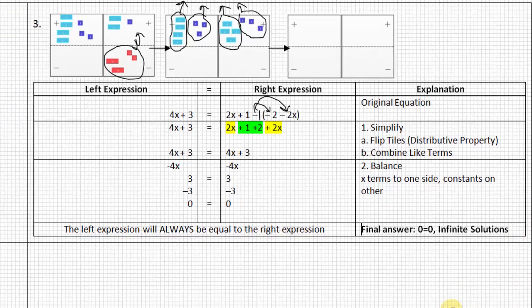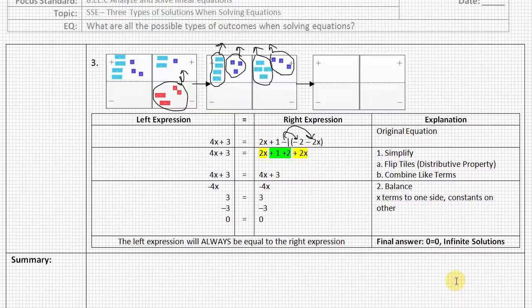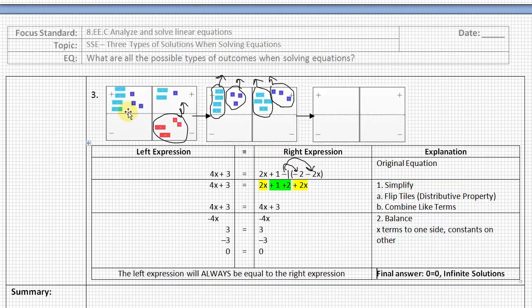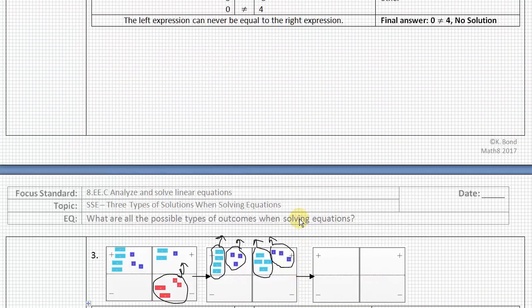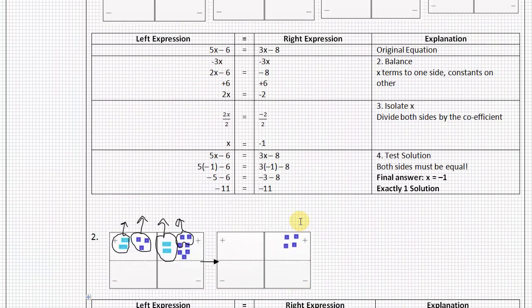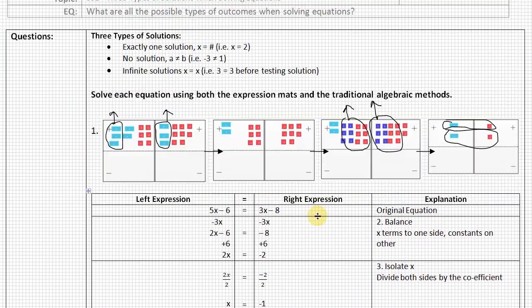So that concludes our video for today. Please make sure you have all 3 examples on both the expression mat, and we see that here 0 is equal to 0, and the tables for all 3, and come ready to discuss these different types of solutions in class.